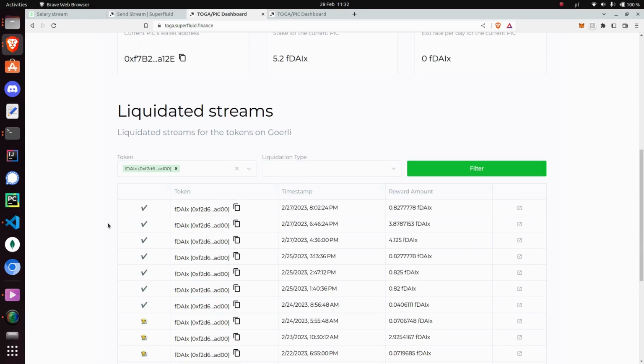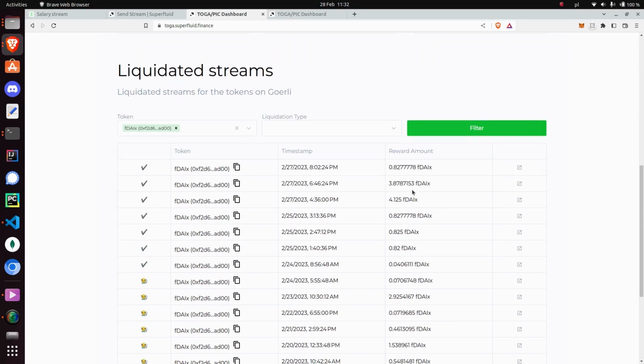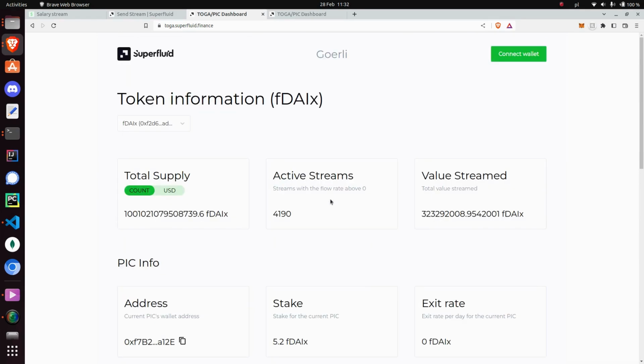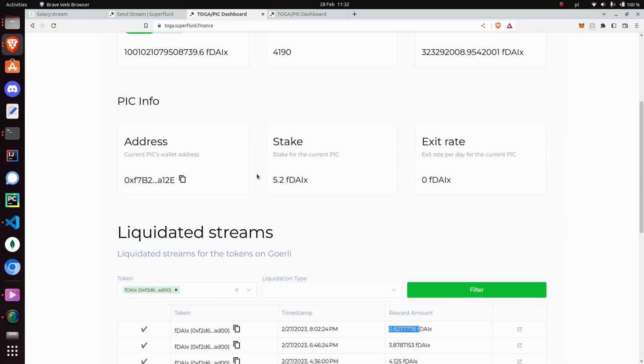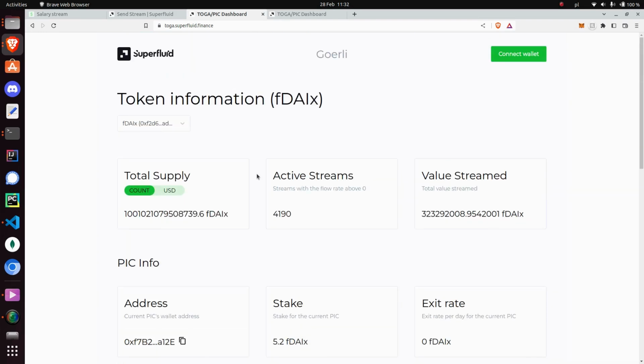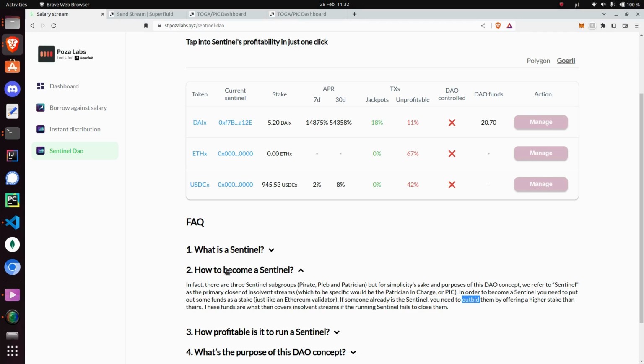And yeah, here you can see the reward amounts for liquidating streams. This is obviously just the test network, but don't worry about that. We're gonna get to the live Polygon network in a second. Right, so that answers how to become a Sentinel.